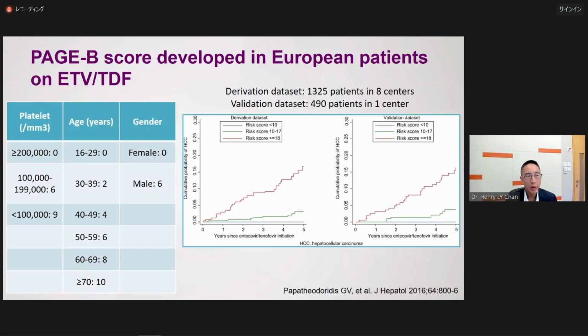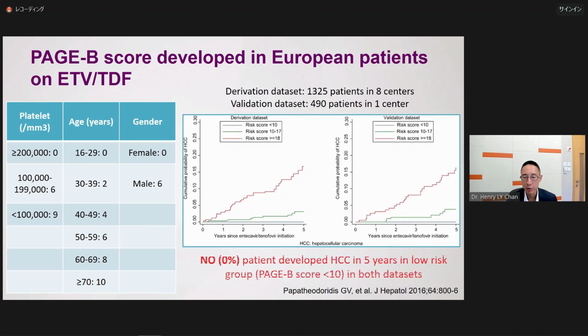HCC. One is the platelet count. Lower the platelet, higher the HCC risk. Second is age. Again, older age is a risk factor. And third is gender. Male gender has a much higher risk of liver cancer than female. And based on these 3 factors to derive the PAGE-B score, they found that patients with a higher PAGE-B score had a higher HCC risk.